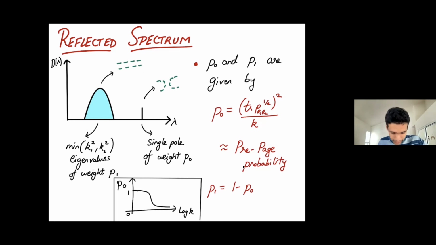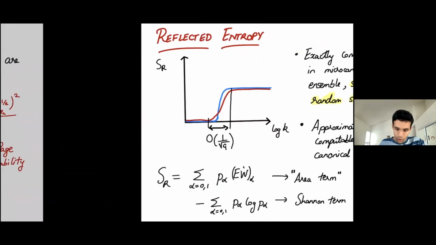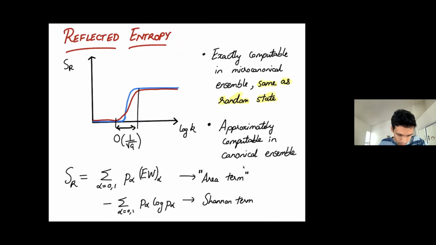Let me just quickly tell you about this. As I said, the weight of the pole shifts as you move across the phase transition. It's 1 near the disconnected phase, and then it drops to 0 near the connected phase. So you end up getting a reflected entropy which has exactly this feature of the jump. In the semi-classical limit, you get a discontinuity in the reflected entropy, and it jumps from 0 to non-zero very fast near the phase transition.